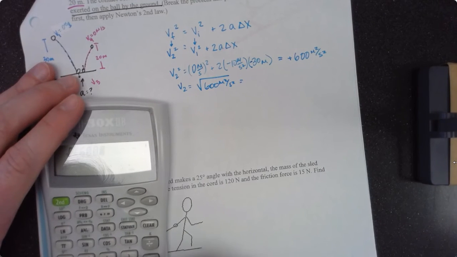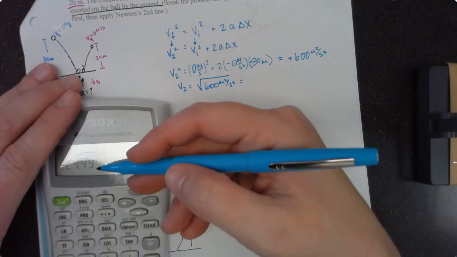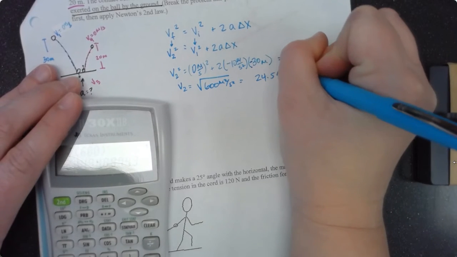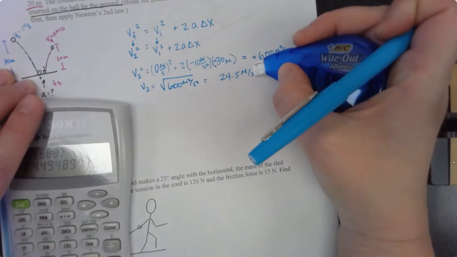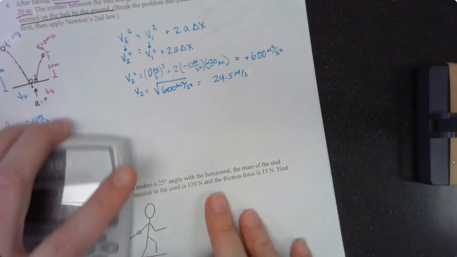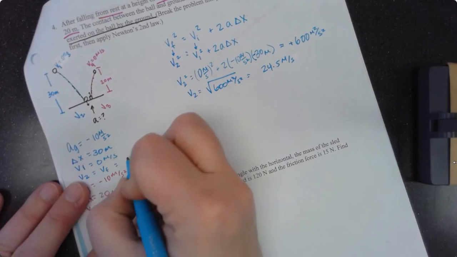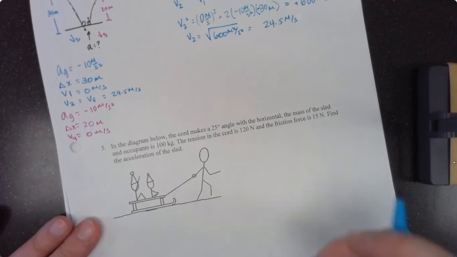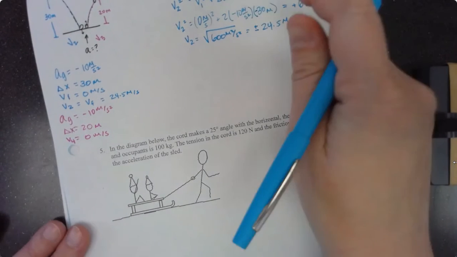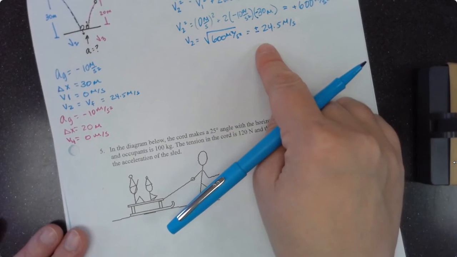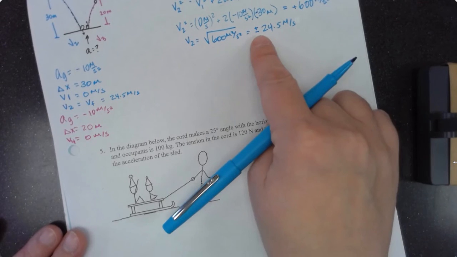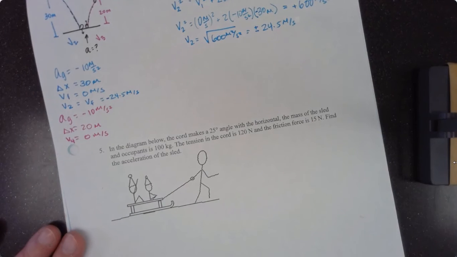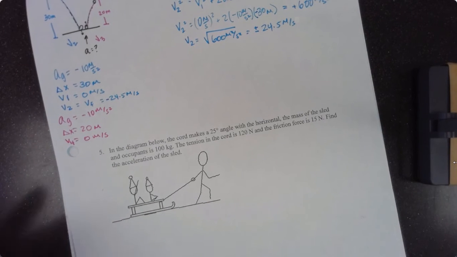So square root of 600 is going to give us 24.5 meters per second squared. Oh, meters per second. Sorry. So over here, 24.5 meters per second. And that's downward, right? So what makes sense for that is that if our result is the square root of something, it's going to be plus or minus. So this value needs to be minus 24.5 meters per second.